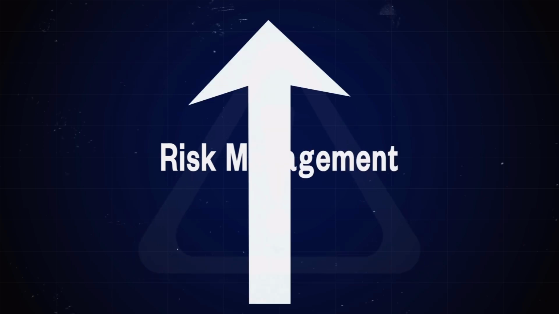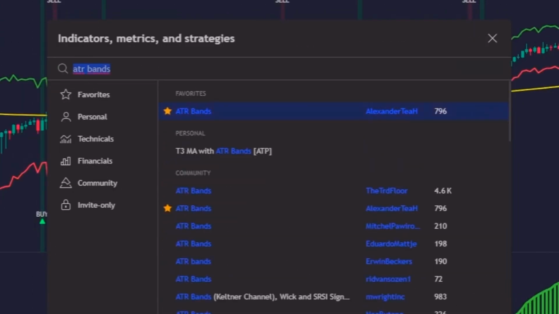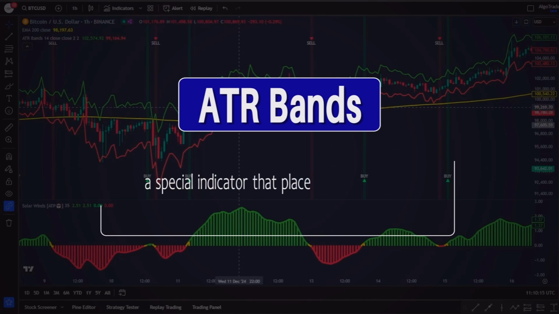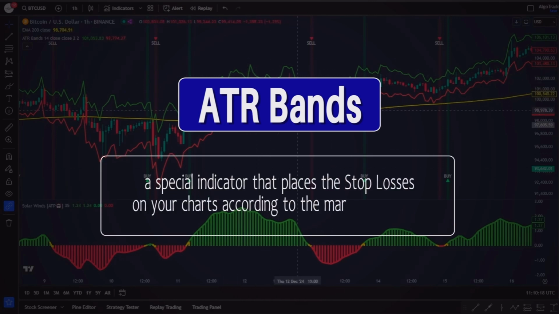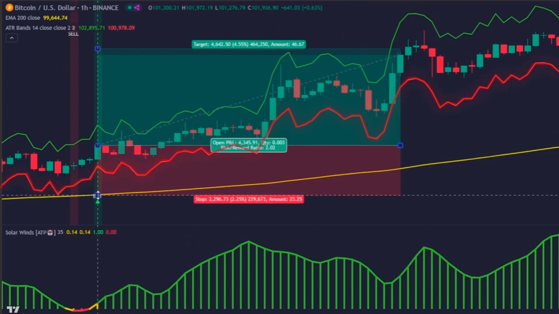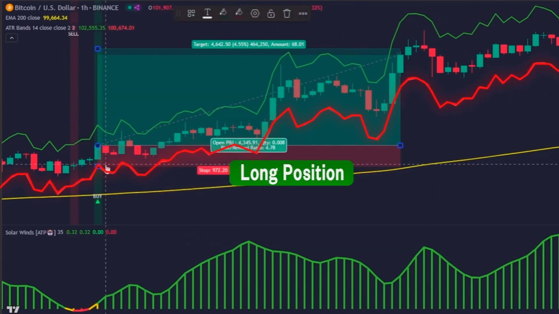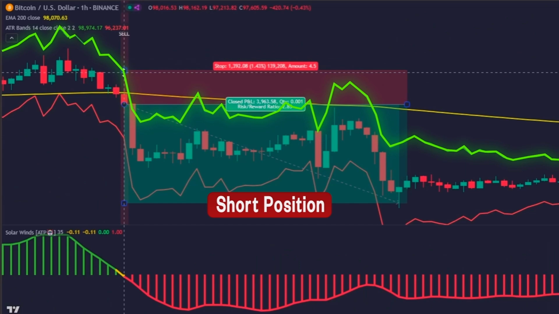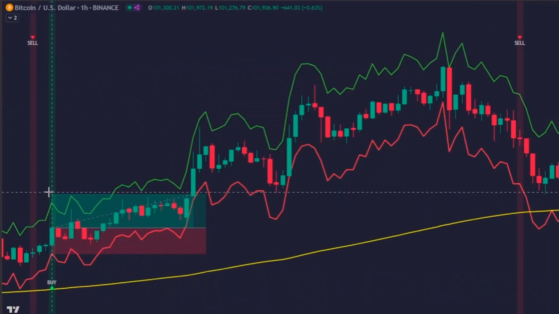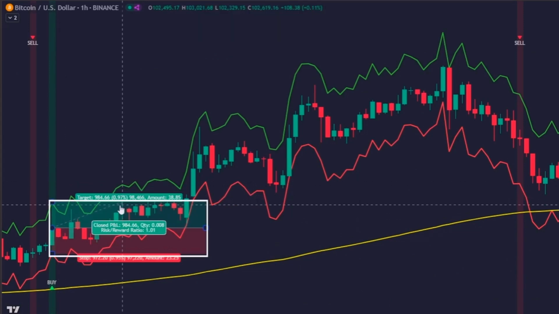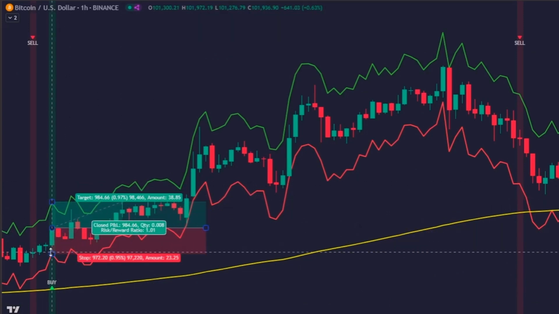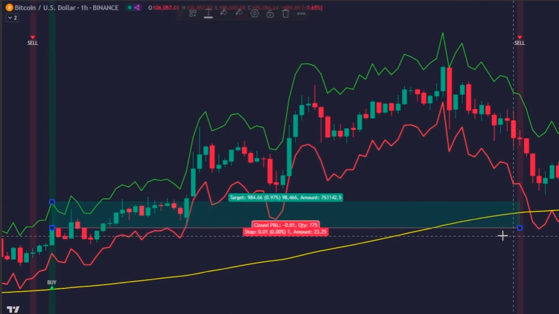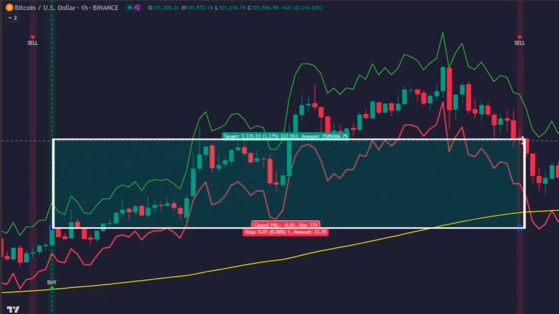For the risk management, I advise you to use the ATR bands indicator, this one here, with a multiplier of 2, a special indicator that places the stop losses on your charts according to the market's volatility. The lower band is used to set the stop losses for long positions, like in this trade, and the upper band is used to set the stop losses for short positions, as you can see. Then, for the take profits, I will close 50% of the trade once the 1-to-1 level is reached and place my stop loss on the entry point. Then I will stay on the trade until an opposite signal appears, like in this trade.